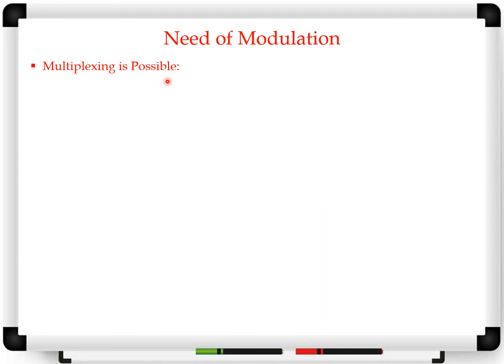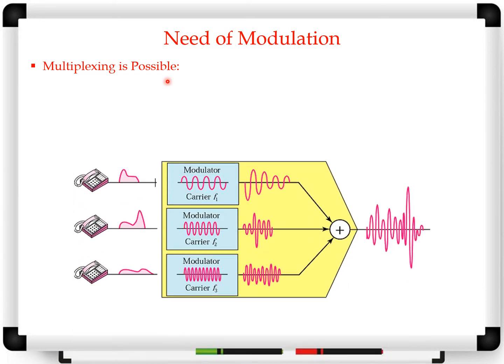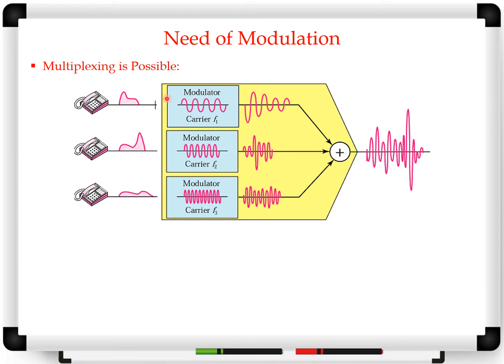What is a multiplexer? A multiplexer is a device which has a number of inputs and a single output, and at a time only one input line will be connected to the output line, and the reverse of a multiplexer is a demultiplexer. It has a single input line and multiple output lines. These multiplexers and demultiplexers are widely used in telephone networks. Now multiplexing means it is possible to carry different signals through the same communication media, right?